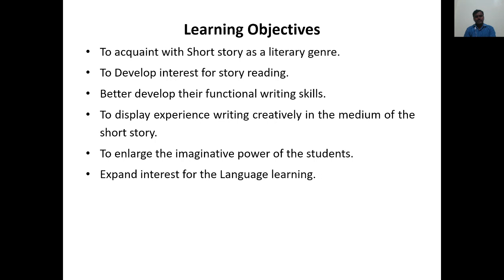Now, when you read stories like The Last Leaf, you'll actually catch how a short story can be written to enlarge the imaginative power of the students. So, stories like this will actually improve the imaginative level of the students, expand interest for the language learning. The new vocabulary and very standardized way of talking, and very apt sentences, witty language, I mean very humorous language, all help to develop the interest in language learning.